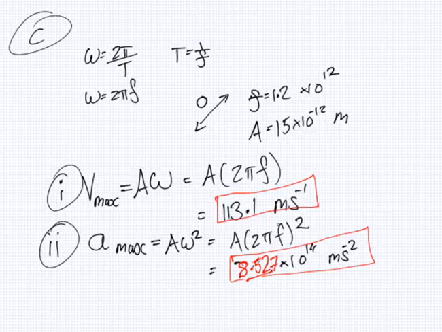So let's calculate. 15 times 10 to the power minus 12, times 2 pi f. We don't need to worry about the plus or minus for this one. Why? Because they want maximum, so they only care about the size, not the direction. If I type this in right, I got 113.1 meters per second.